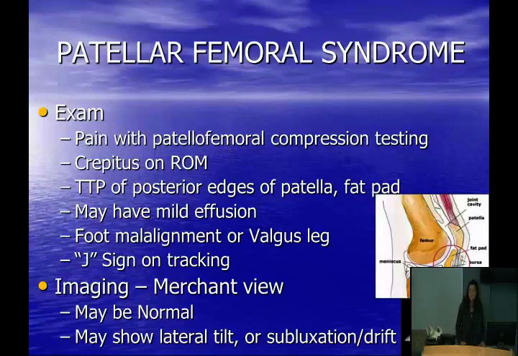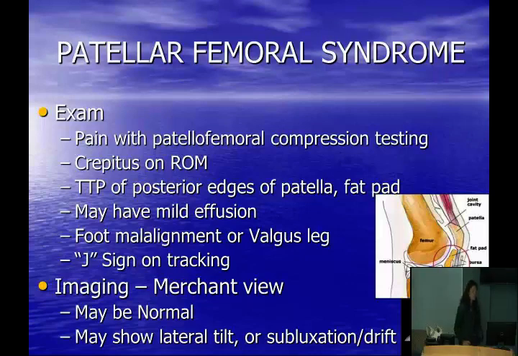Sometimes they'll have what's called a J sign. So when you go to bend their knee back and forth and you're feeling the tracking, it doesn't glide back and forth nicely. Sometimes all of a sudden it'll do a little jog. It'll do a little J. So that tells you that when they're walking, when they're going up and down the stairs, that kneecap is not going straight back and forth. It takes a little detour. When it takes a little detour, it rubs. And that rubbing, that's a problem. You've got to correct the J sign.